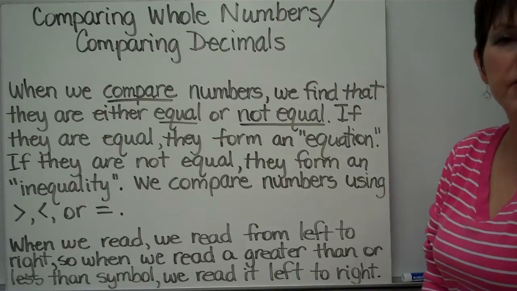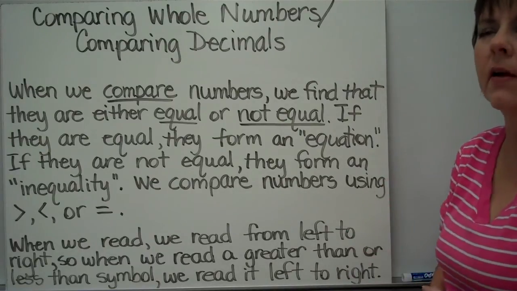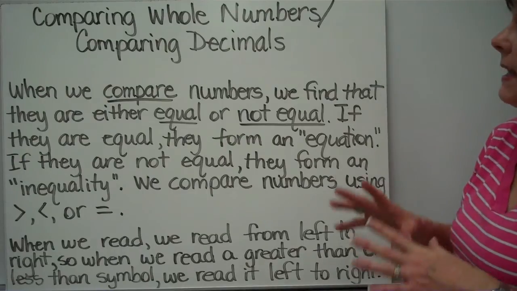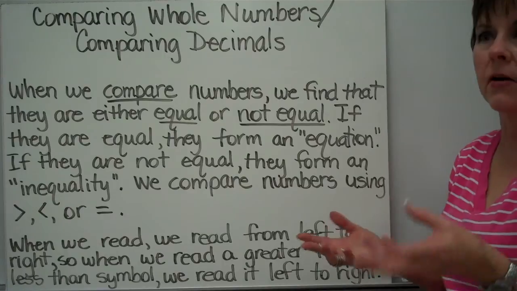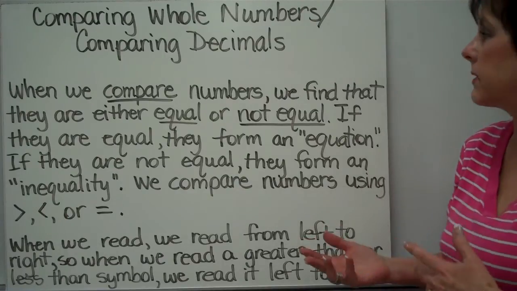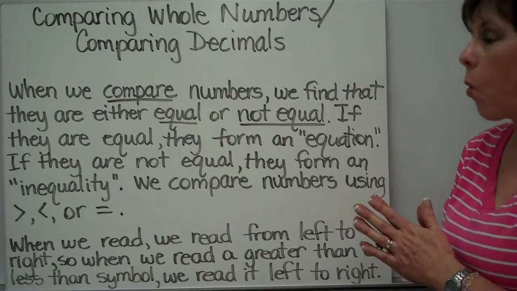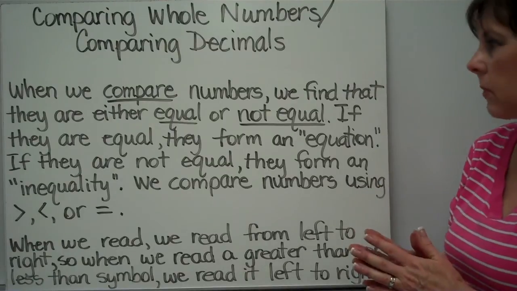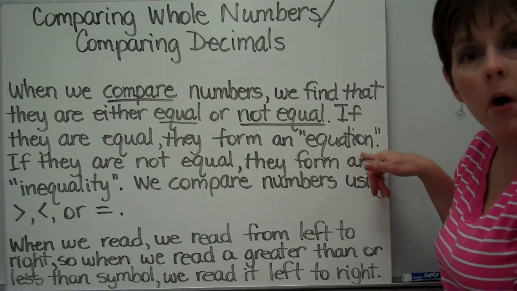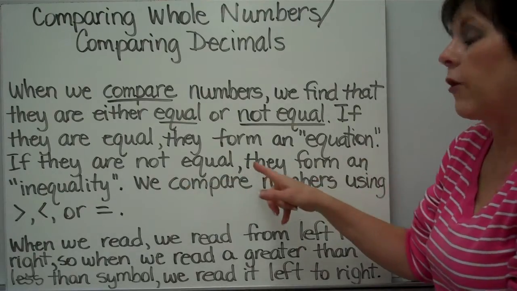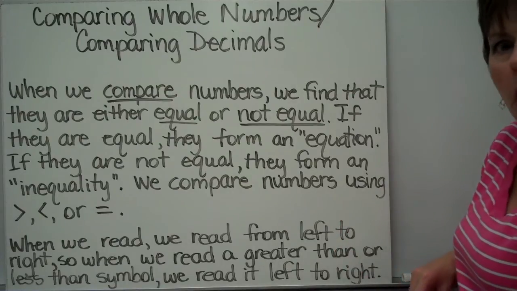Comparing whole numbers and also comparing decimals. They kind of are related. When we compare numbers, when we look at them and decide are they the same, is one bigger, is one smaller, we find that they are either equal or they're not equal. All right? If they're equal, they form what is called an equation. If they are not equal, they form something called an inequality.